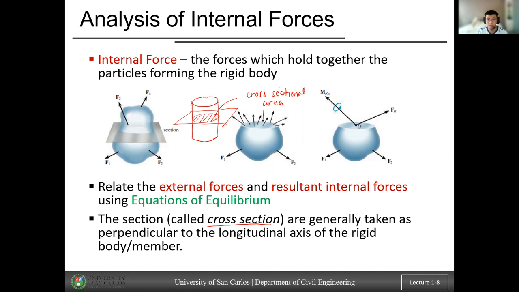So of course, the cutting plane is not always horizontal, but it could be vertical. So let's say this is your cutting plane. Then the cutting plane could be a rectangle, right? So that's another cross-sectional area. And the cross-section area will depend on the behavior of the force, or the direction of the force.